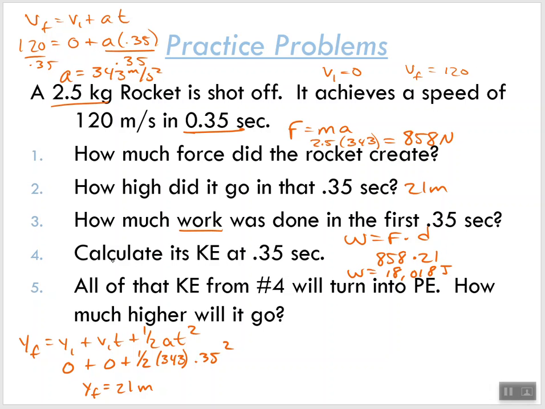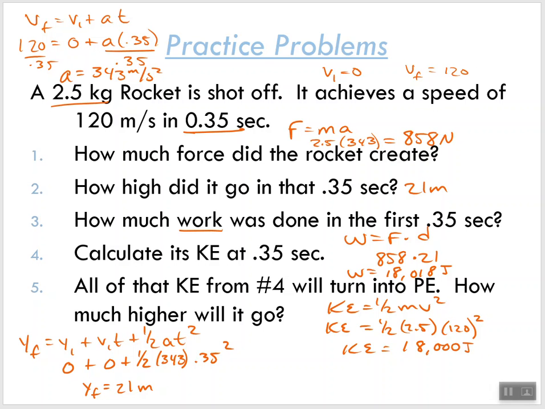Well, calculate its kinetic energy at the 0.35 second mark. Kinetic energy, finally doing something with today, right? 1/2 mv squared. We're going to take 1/2 times the mass of 2.5 times its velocity, which is 120. I left off the squared, so I went ahead and put the squared on there. The kinetic energy is 18,000 joules.